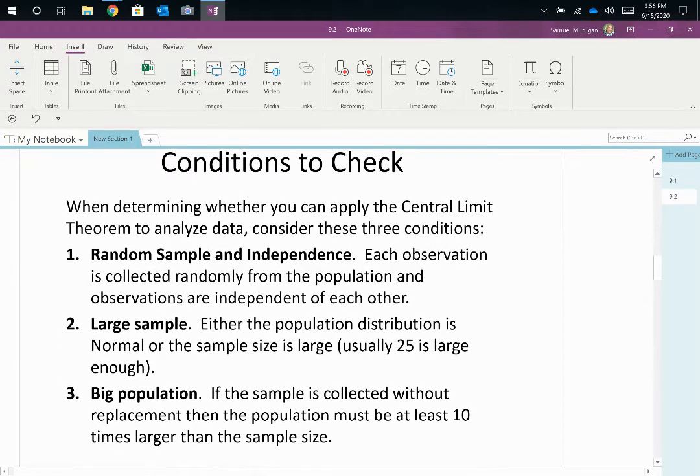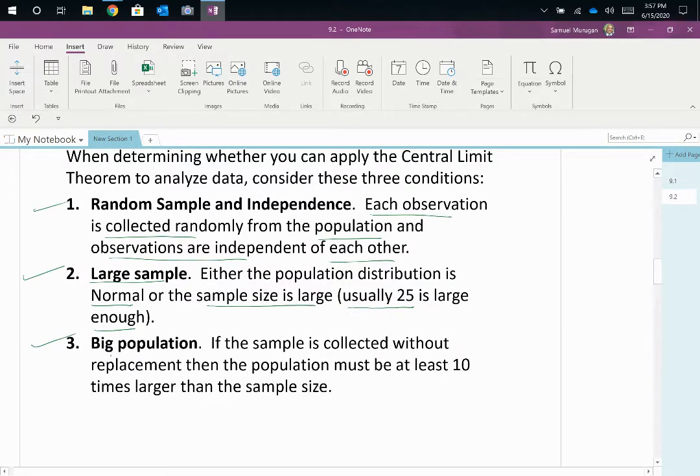So here are the three conditions. When determining whether you can apply the central limit theorem to analyze data, consider these three conditions. The first is you must have a random sample and independence. Each observation is collected randomly from the population and observations are independent of each other. Secondly, you must have a large sample. Either the population distribution is normal or the sample size is large. Usually 25 is large enough. And thirdly, you must have a big population. If the sample is collected without replacement, then the population would be at least 10 times the sample size.